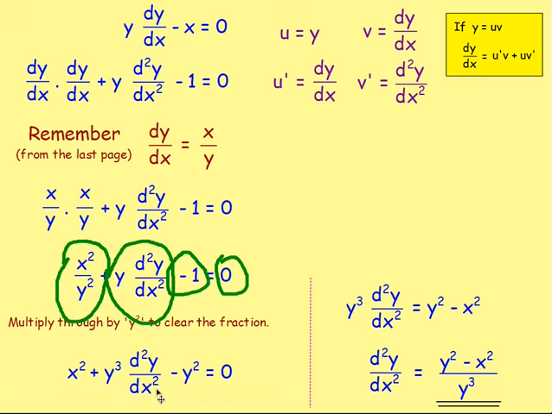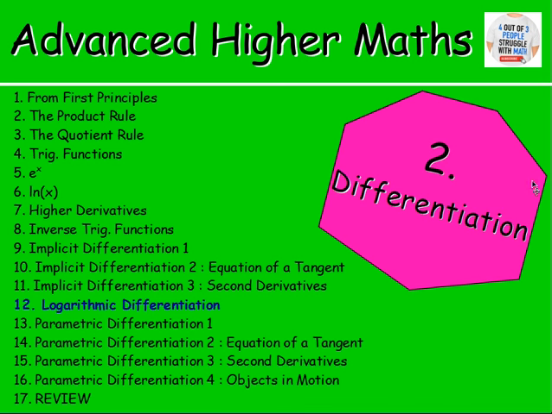From there, you can get to d2y by dx squared by leaving that to the left, subtracting the other terms without d2y by dx squared. So take away x squared from both sides, but add y squared to both sides, and that will give you this. And then divide everything by y cubed, and that will be your answer.